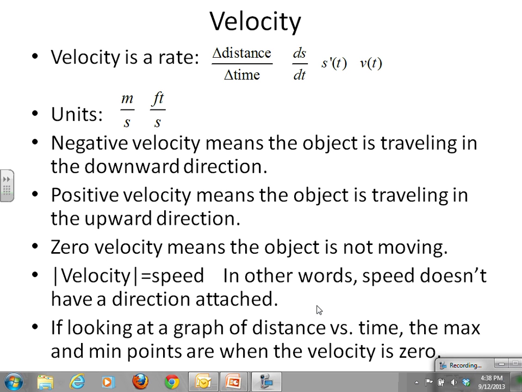The last thing here says if you're looking at a graph of distance on the y-axis and time on the x-axis, the maximum and minimum points on your graph are going to be where your velocity is zero. If you think about an object that's moving in the positive direction, stops, turns around, and moves in the negative direction, then the point where it stopped must be a maximum or minimum. The velocity when it stops is zero.